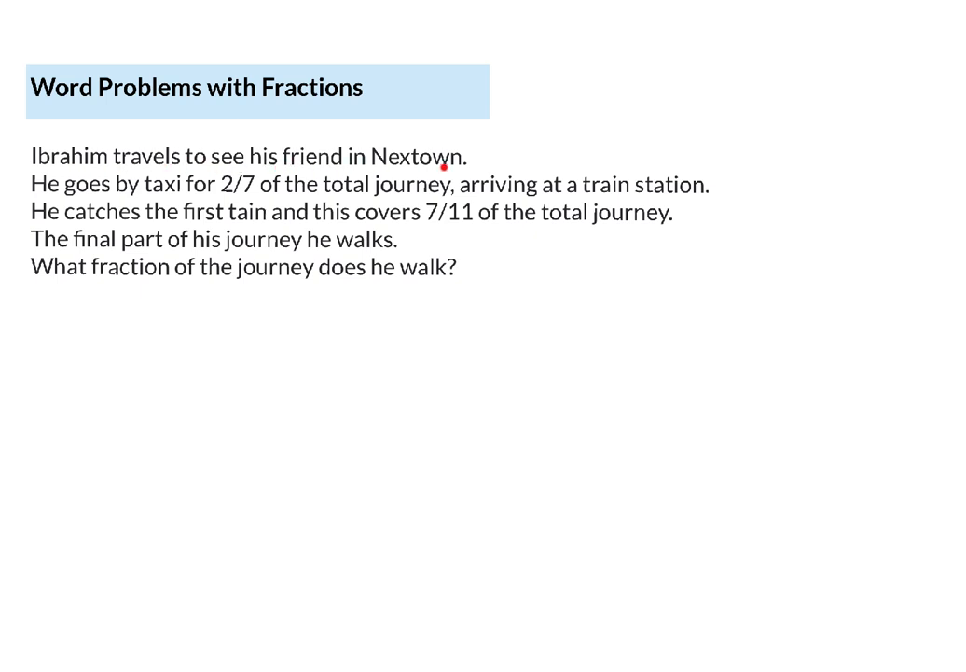Ibrahim travels to see his friend in the next town. He goes by taxi for 2/7 of the total journey, arriving at a train station. He then catches the first train and he covers 7/11 of the total journey. The final part of the journey he walks. What fraction of the journey does he walk? So if we were drawing it, he's going to start here. His first part of the journey, he goes by taxi, then he goes by train, and then he walks. The first part of the journey is 2/7 of the total journey. The second part is 7/11 of the total journey, and we don't know how far he walks.